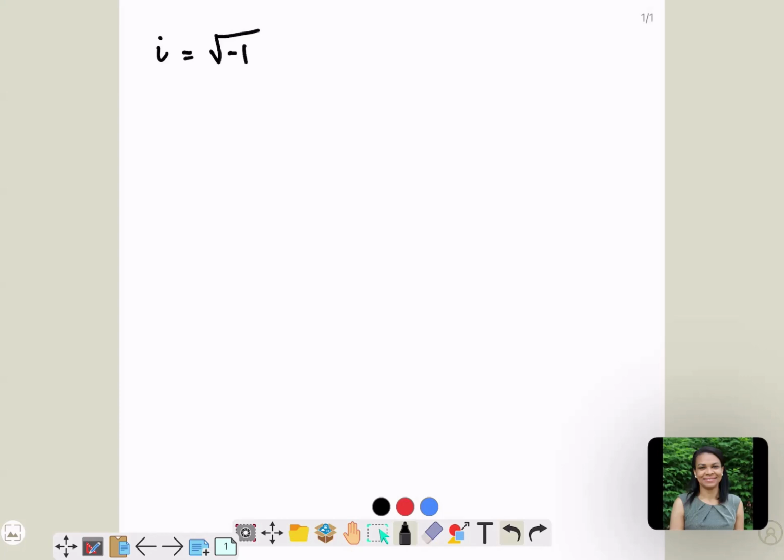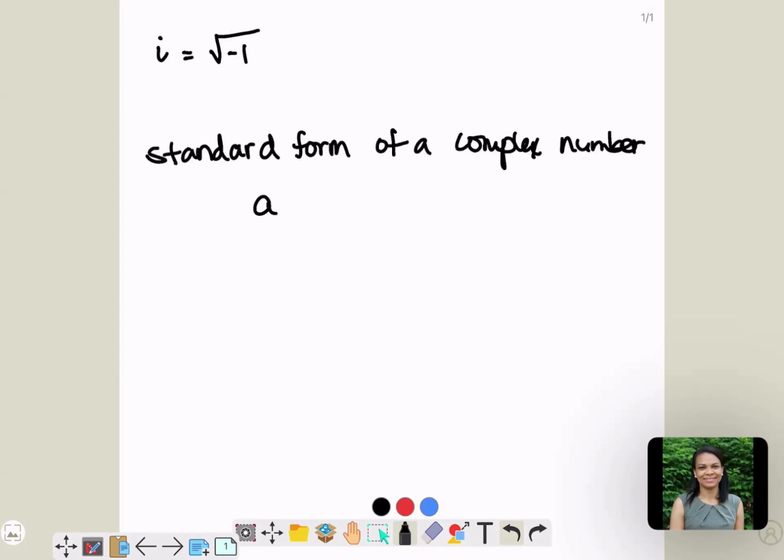The answer is imaginary. So if we add real numbers or multiples of real numbers to this imaginary unit i, then we end up with a complex number. Every complex number can be written in standard form, and standard form is a + bi. So a is the real part and the bi is the imaginary part of a complex number.